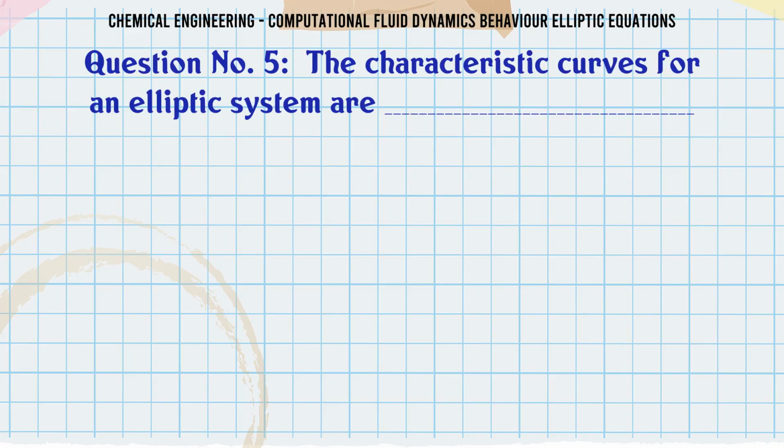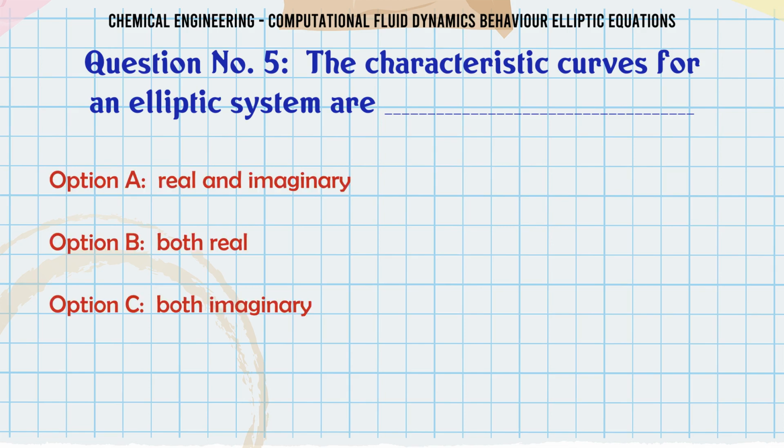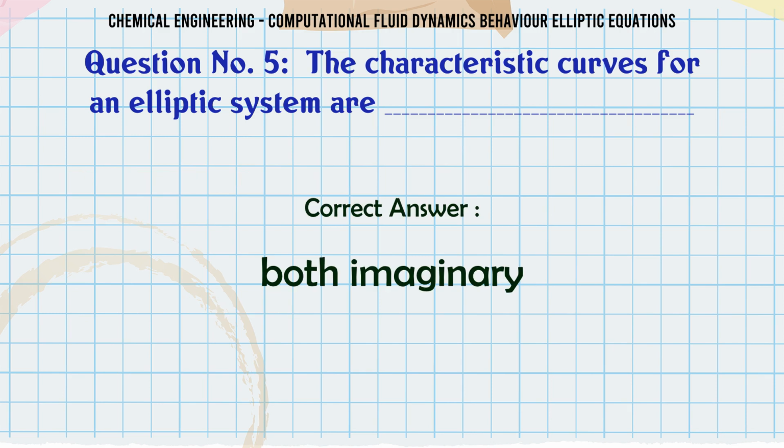The characteristic curves for an elliptic system are A. Real and imaginary. B. Both real. C. Both imaginary. D. Both zeros. The correct answer is both imaginary.